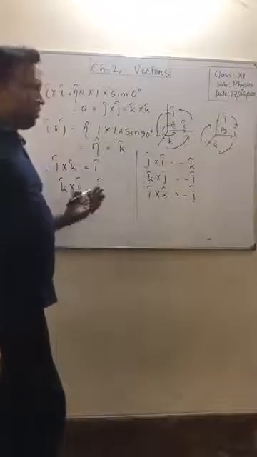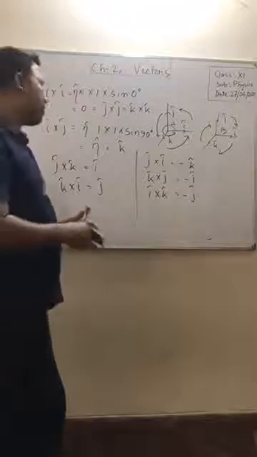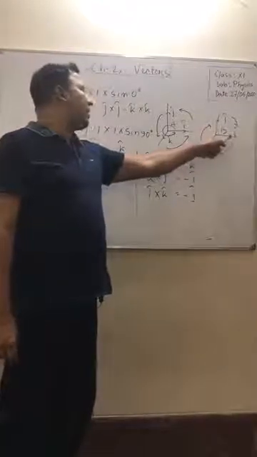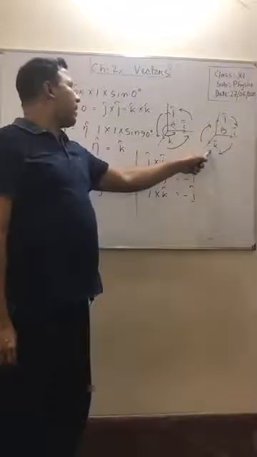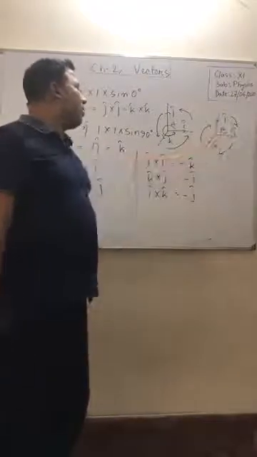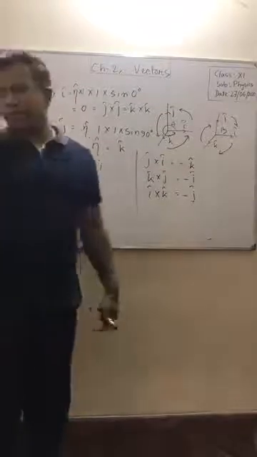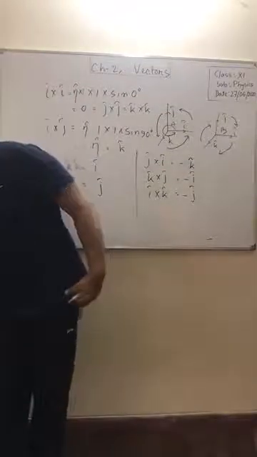Now if it moves in the clockwise direction, what will happen is it goes the opposite way. So j cross i we find is minus k, i cross k equals minus j, k cross j equals minus i. Okay, only the sign will change in here. Okay, understand?